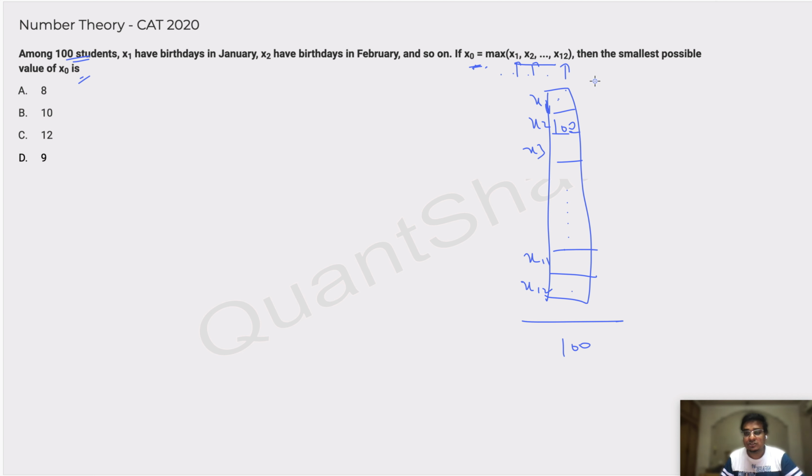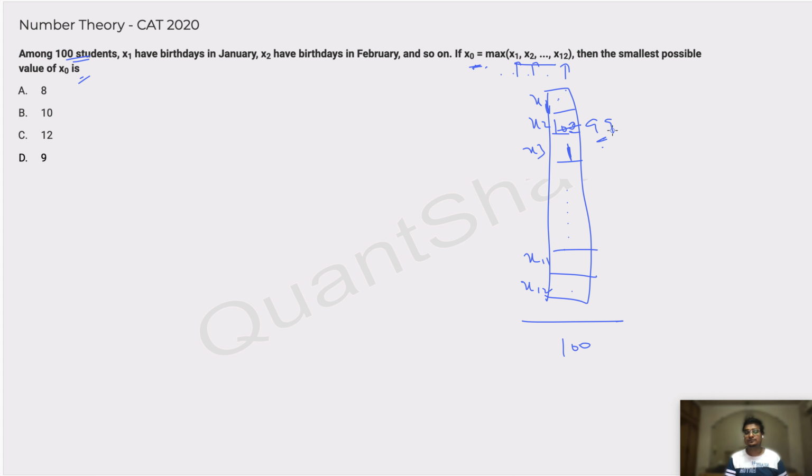But that is not the smallest possible value of X0, I'm sure. Because even if I reduce one birthday from here and put it in March, if I make 99 birthdays in February and put one birthday in March, now the value of X0 is 99. So 100 was definitely not the smallest possible value, and similarly 99 also is not the smallest possible value of X0.